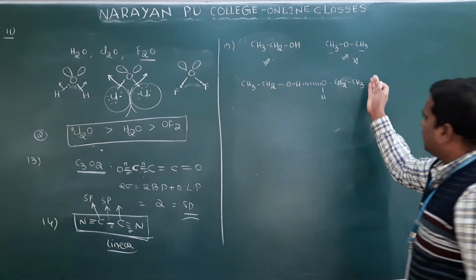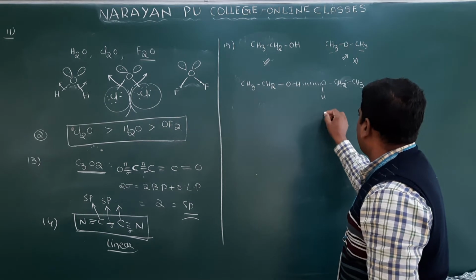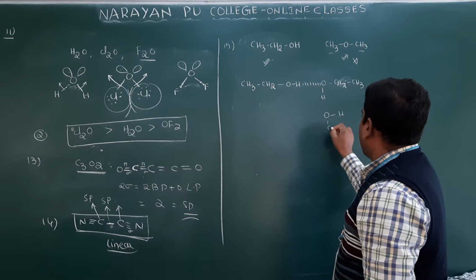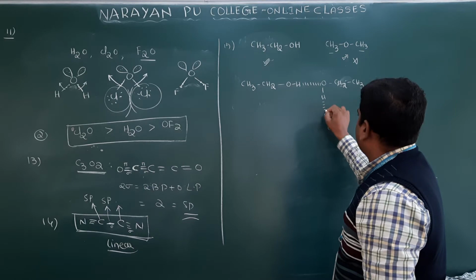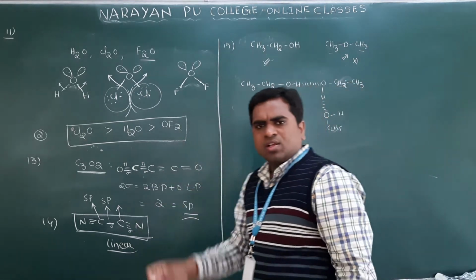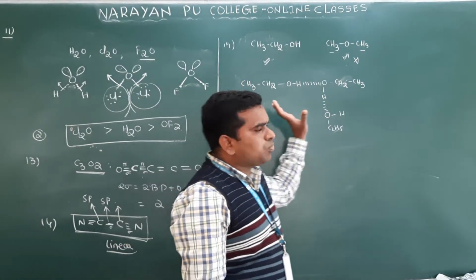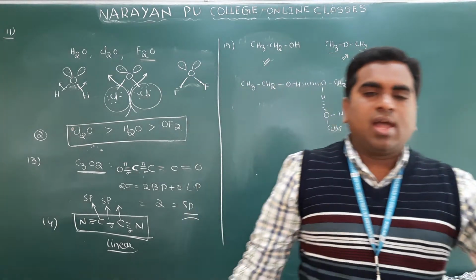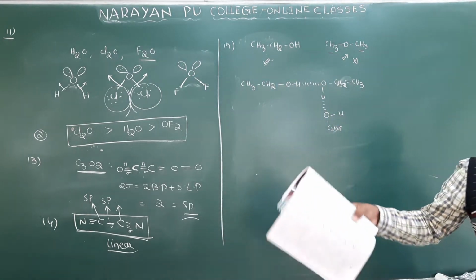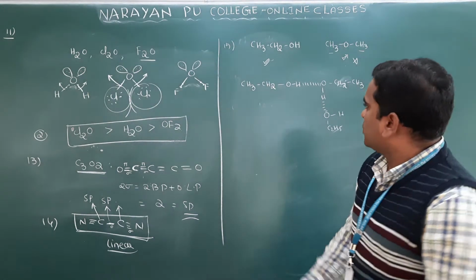Clear? Not only this, if you keep on writing, if I write another molecule here, with an OH and C2H5, there are so many. If I write another one here, and keep going, then the more ethanol molecules there are, the more hydrogen bonding exists. Clear? So this is a good one.